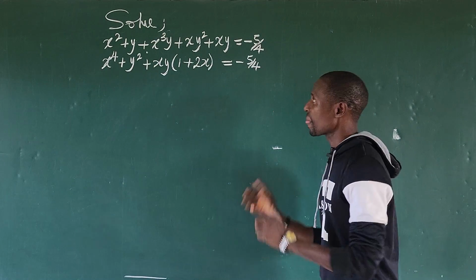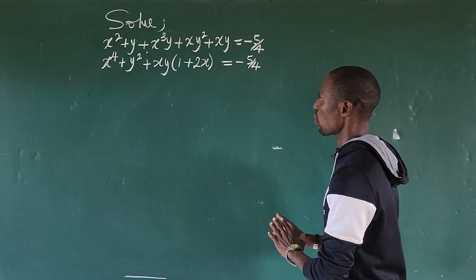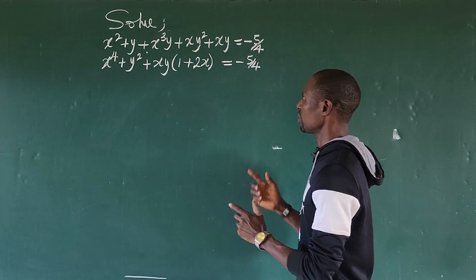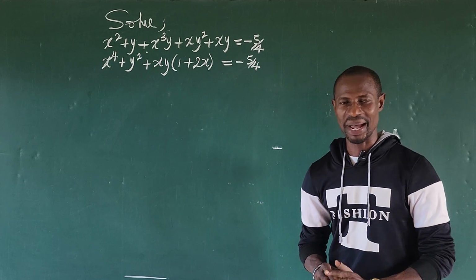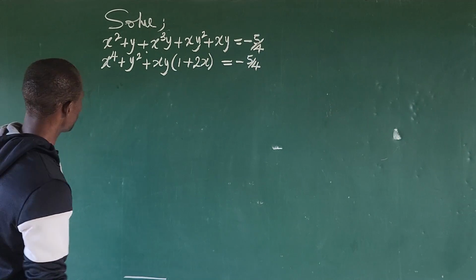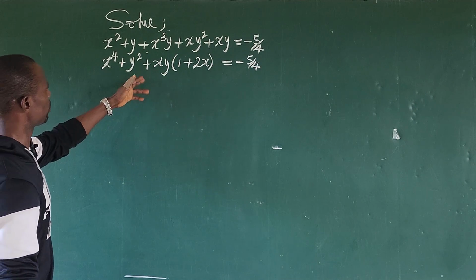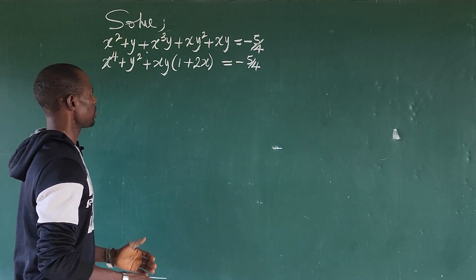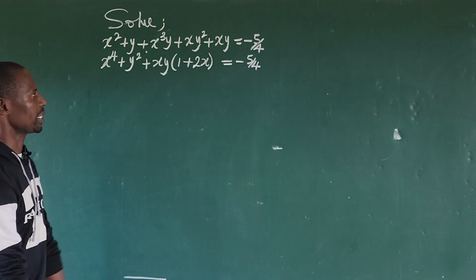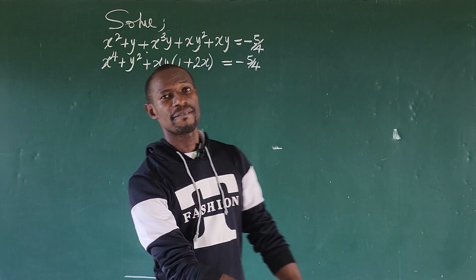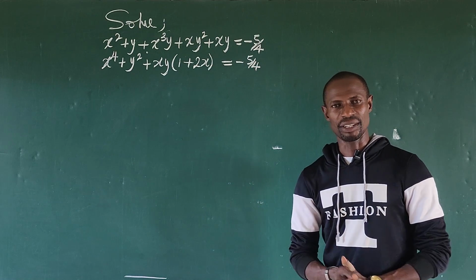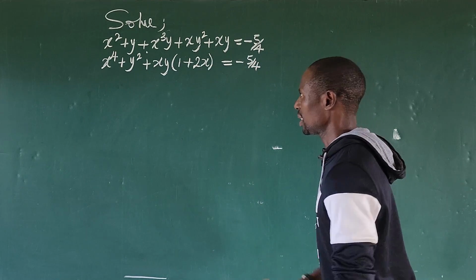The question is, solve x to the power of 2 plus y plus x to the power of 3y plus xy to the power of 2 plus xy equals minus 5 over 4. And equation 2 reads x to the power of 4 plus y to the power of 2 plus xy, open bracket 1 plus 2x close bracket, equal to minus 5 over 4 again. Now, how do we solve for the value of x and y in this math challenge?